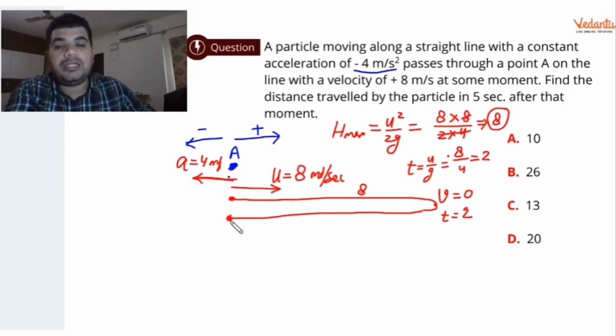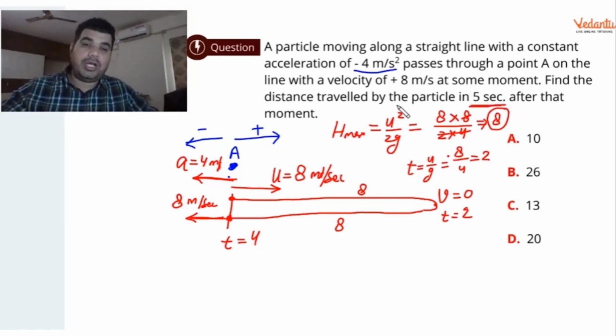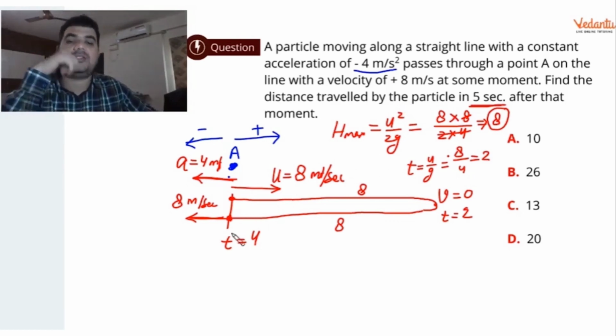Then again at this point its velocity will be in the opposite direction, with magnitude 8 meter per second, but the direction would be opposite. So 8 is this and 8 is this. Time is again 2 seconds, so the total time is 4. And what do you have to find? You have to find the distance traveled, not displacement, and that distance in 5 seconds. So 4 seconds is there.